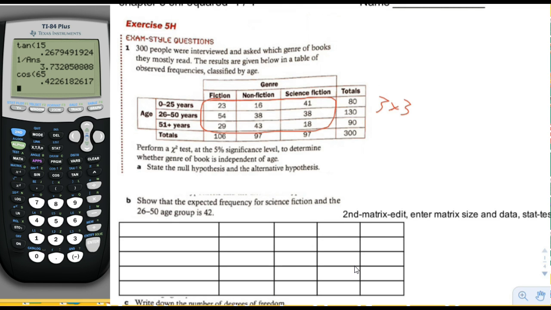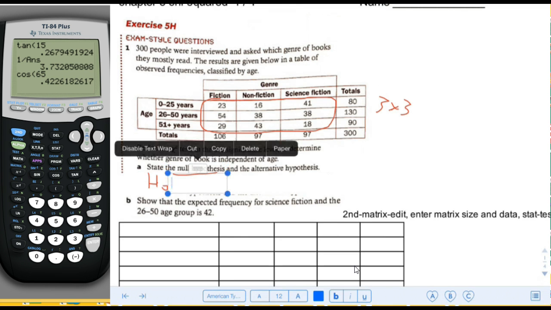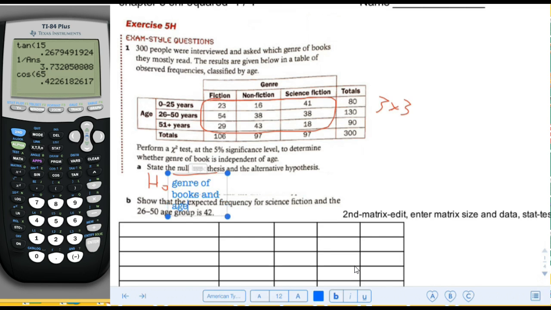Now perform a chi-square test at the 5% significance level to determine whether the genre of books is independent of age. State the null hypothesis and the alternative hypothesis. Null hypothesis: whenever you state the null hypothesis, basically what you're going to say is that the two factors are independent. Which factors? Well, genre of books and age are independent. That's all you say. That is the null hypothesis.